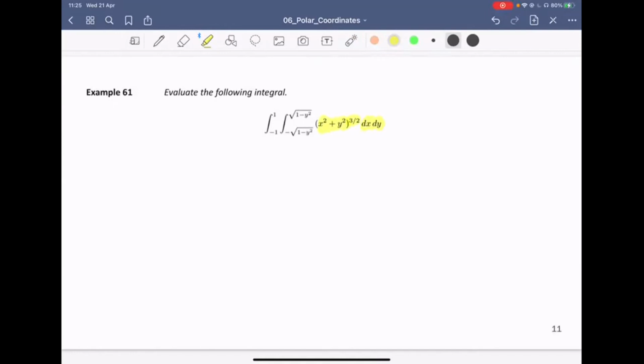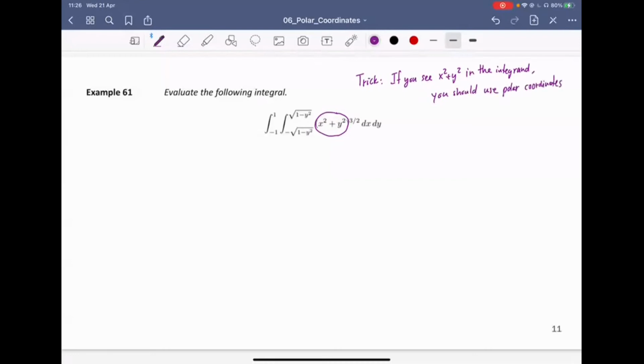Maybe you need to use trigonometric substitution or something from calculus 1, which is a technique of integration we don't want to look at. Luckily, you can see that you have x squared plus y squared inside. This is a trick. If you see x squared plus y squared in the integrand, you should use polar coordinates.